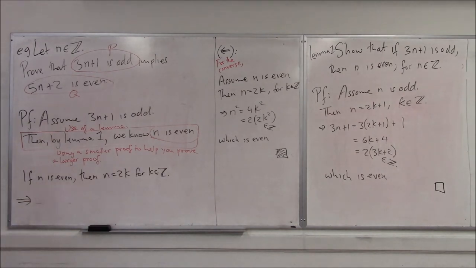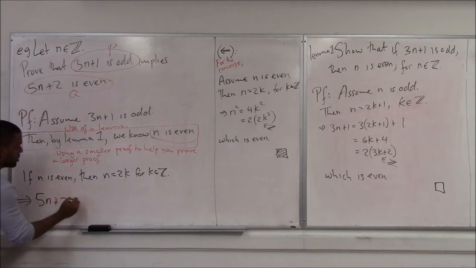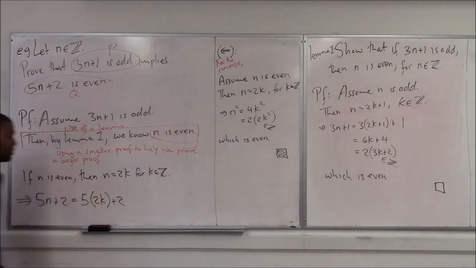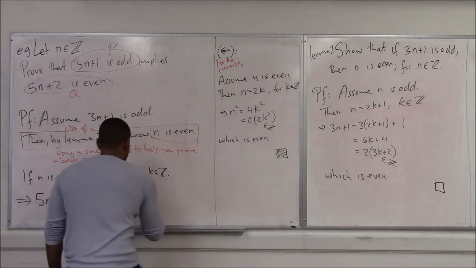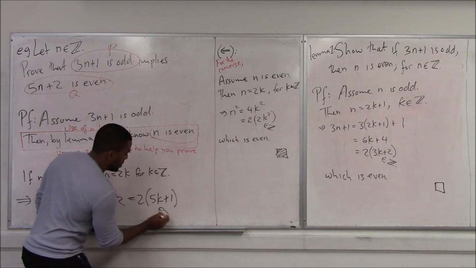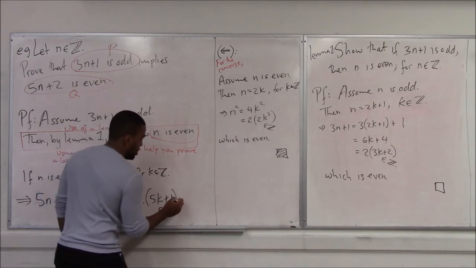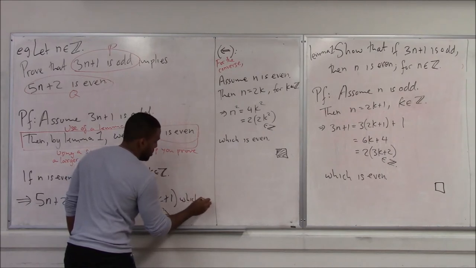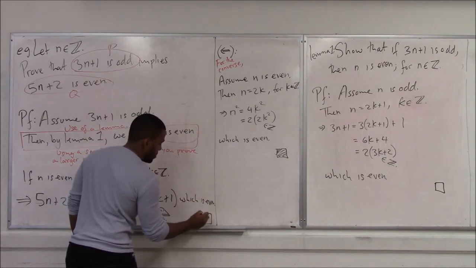Now what am I going to do? Plug in to 5n plus 2. I want to make a statement about 5n plus 2. I want to make the statement that this is actually even. So I'm going to start looking at what that expression tells me now. So this is 5 times, now I'm going to plug in that 2k. This is going to be 2 times (5k plus 1). And that's an integer, which is even.